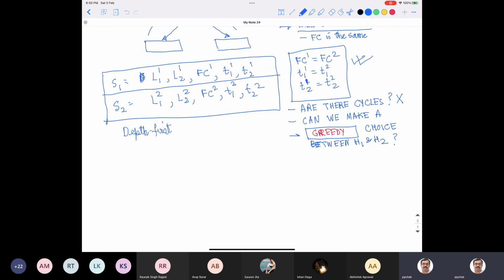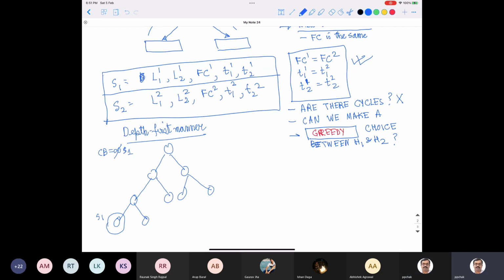You remember in the coins problem, we started solving in a depth first manner. We start like this, then we go here, then we go here, and we found a solution. Our initial solution cost was infinity, right? Current best was infinity. As soon as I get a solution S1, the current best will become S1. And at any node, I will apply what? We have discussed this. Pruning. Very good.